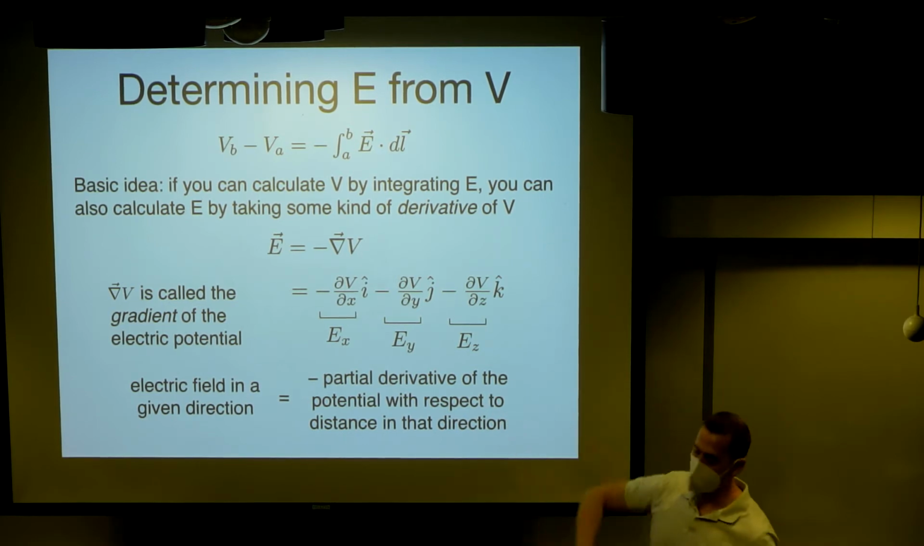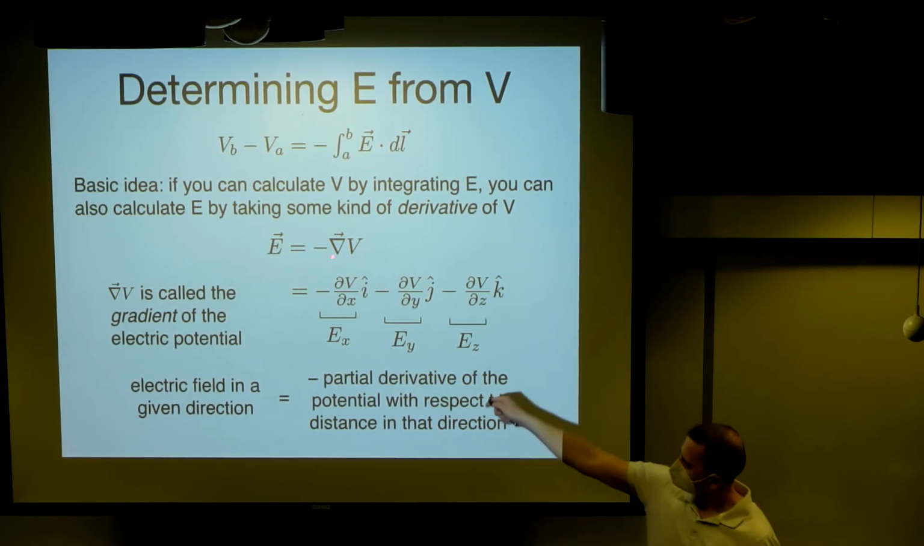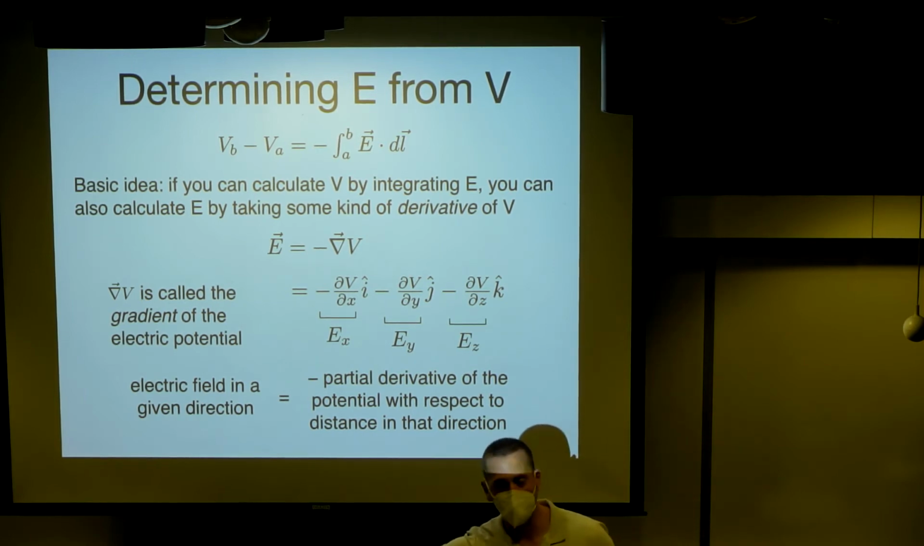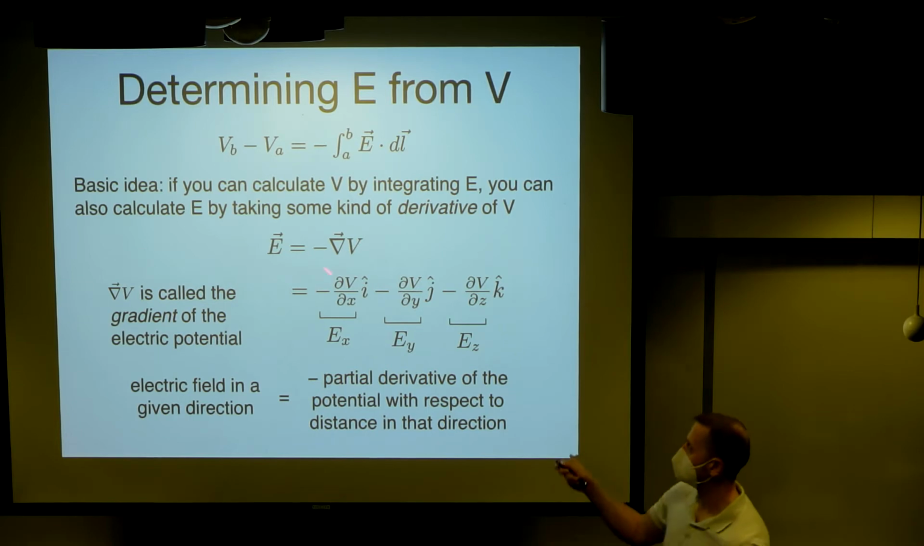And just to round this off, the fact that there's a negative sign here is kind of important. It's telling us that the E field points in the direction of decreasing potential. So the E field lines are going to point in a direction where the potential is going down, not where the potential is going up. That's what that negative sign actually means.